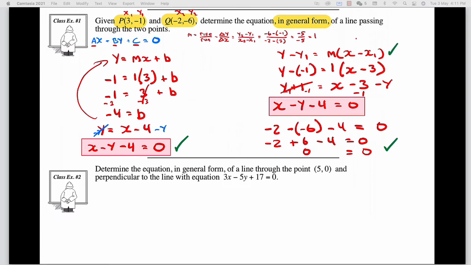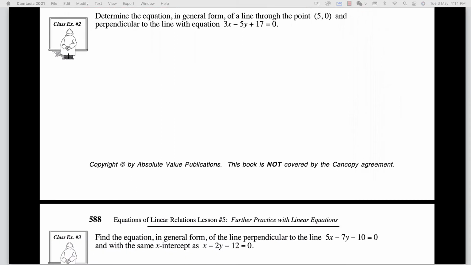Okay, so let's move on to class example number 2. Keeping in mind that there are 3 formats, what are we given and what do we need to do? Well, we're given a point, this time 1 point, not 2 points. So I can't calculate the slope from that, but it tells us we have another line right here, already in general form, and the new line that we're making is going to be perpendicular to that.